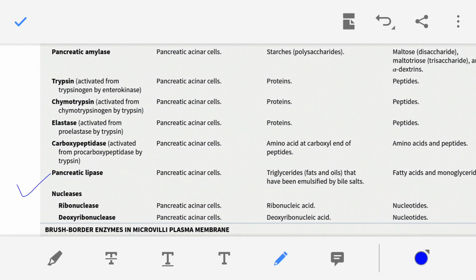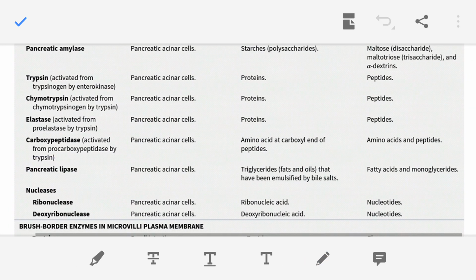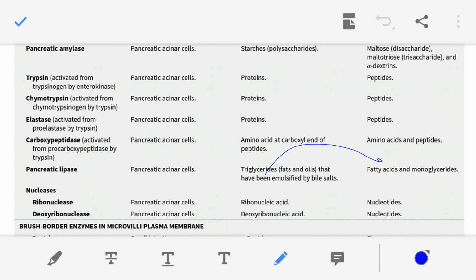Pancreatic lipase is secreted by the pancreatic acinus cells, and in the pancreatic juice the pancreatic lipase enzyme is there. This enzyme acts on fat and oil, triglyceride. So after digestion, triglyceride is converted into fatty acid and monoglyceride.